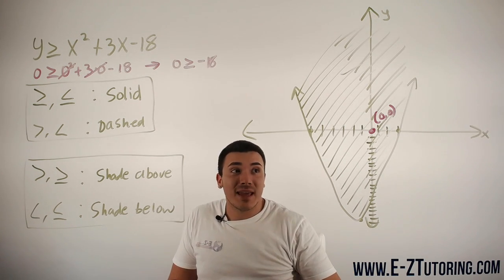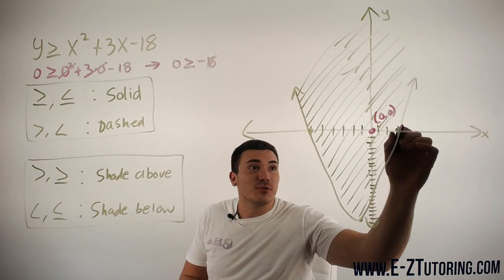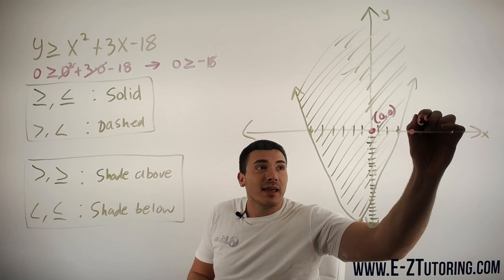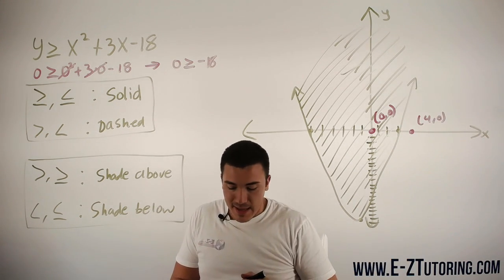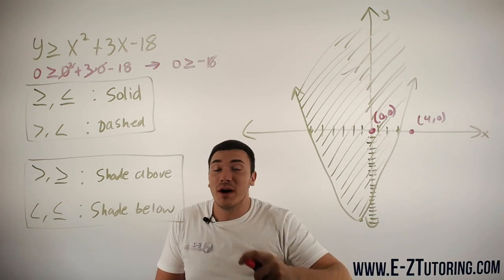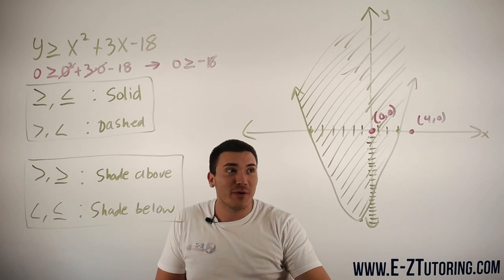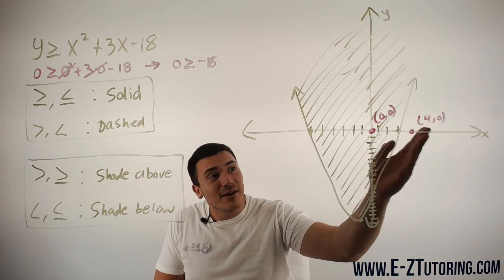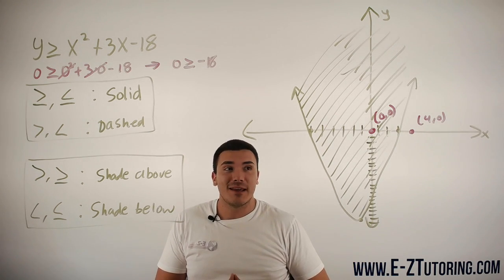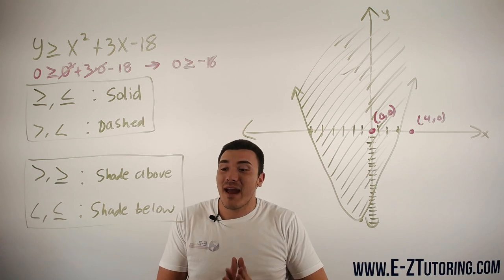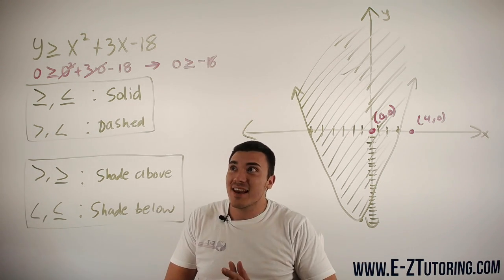Now, another thing you can do is actually choose a point outside here, like 4, 0. And if you plug that into the inequality, it will actually not be true. And that tells you that anything outside of the lines you do not want to shade. So that is how you graph quadratic inequalities. That is how you do it.